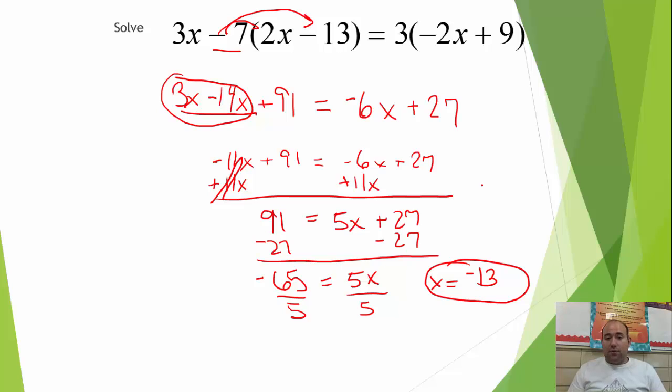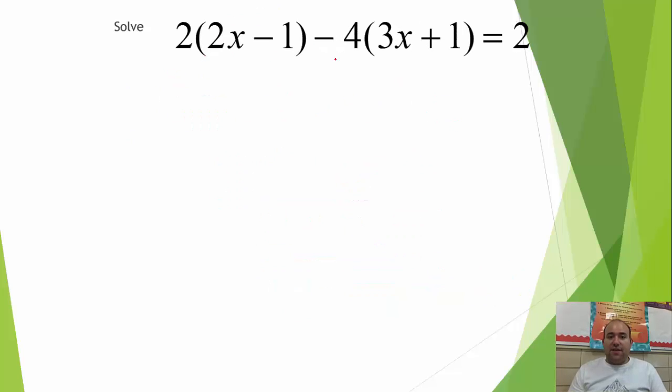Okay, and again, we can always check that work. Let's look at one more like this, a little bit more complicated. This is really as hard as it's going to get as far as multi-step equations in this section. All right, so again, I've got two sets of parentheses on the left-hand side. I want to get rid of them. So I want to use my distributive property first and bring my outside numbers in. So I've got 4x minus 2 minus 12x minus 4 equals 2.